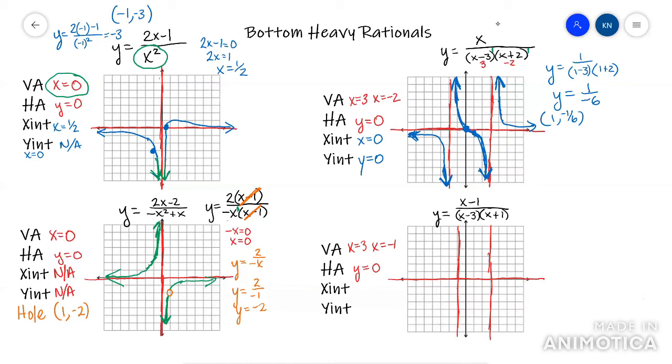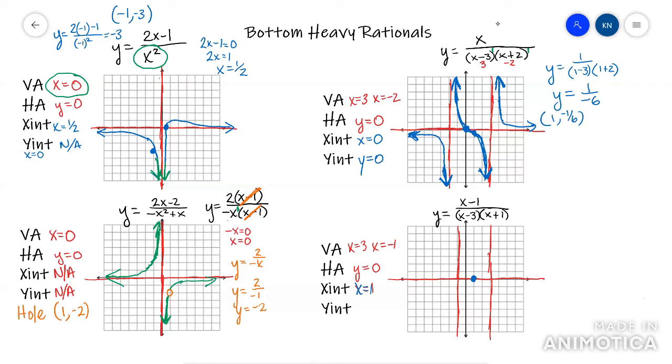The x-intercept here, take the top and set it equal to 0. So I'm going to have an x-intercept of 1. Let me do that in blue. So I know I have a dot here, and since it's degree 1, I have to cut straight through at it, okay? Keep that in mind.